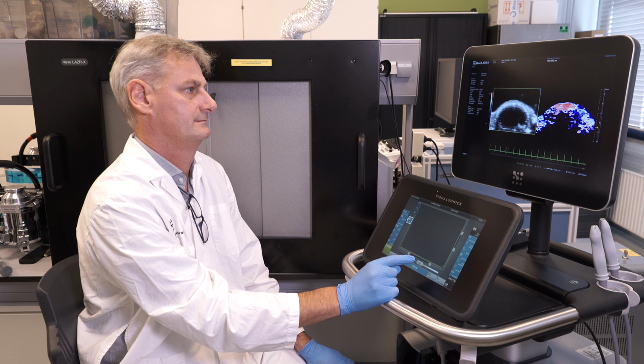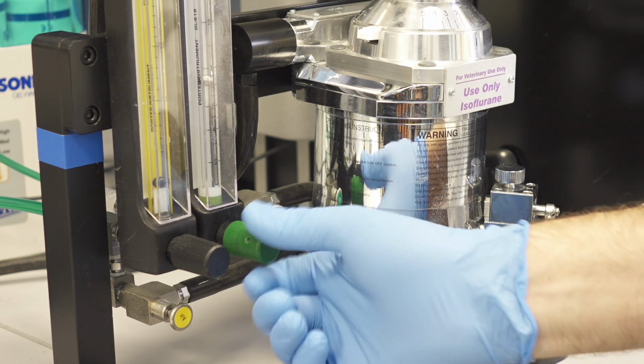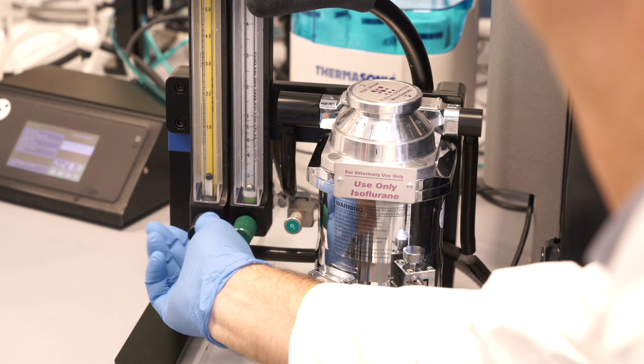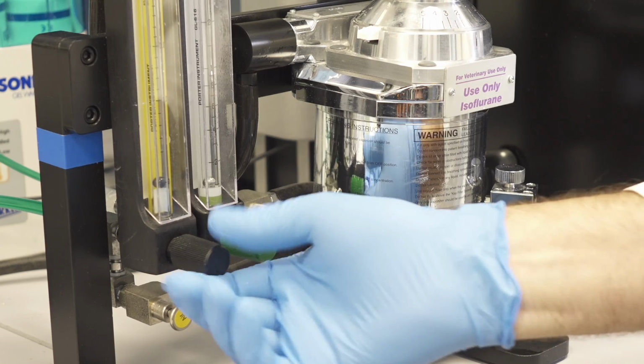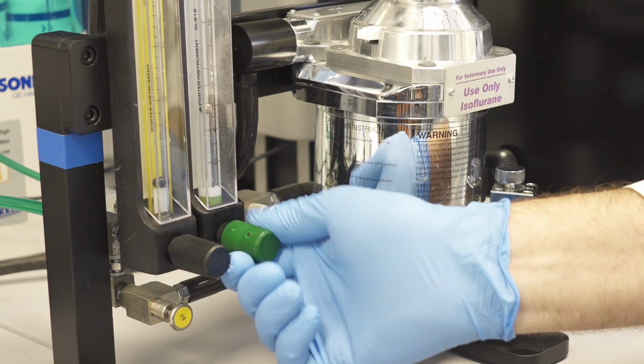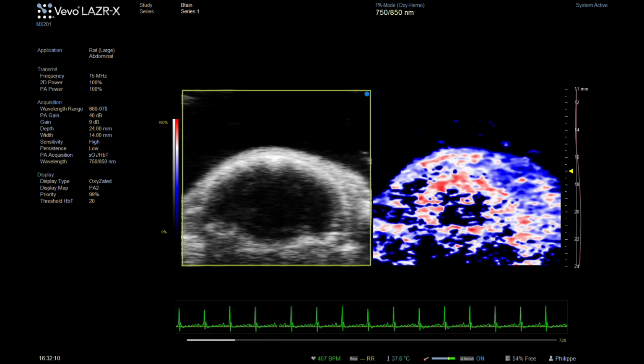The mouse is under gas anesthesia with a mixture of oxygen and isoflurane. An oxygen challenge is created by switching the gas supply from medical air at 21% oxygen to 5% oxygen for a few seconds before switching back to medical air. You can see how the parametric map changes from red to blue under hypoxic conditions.